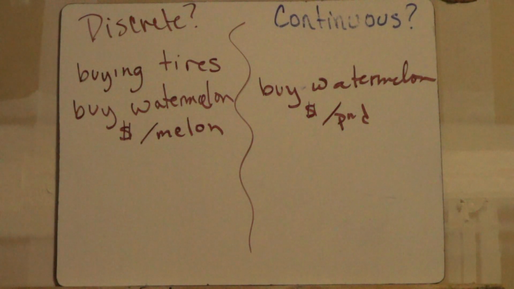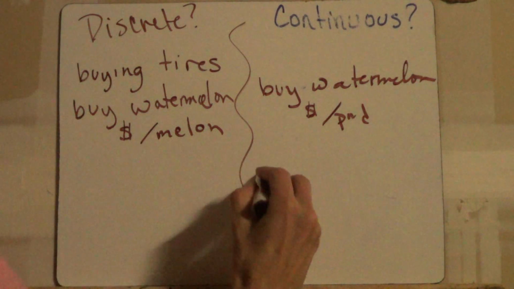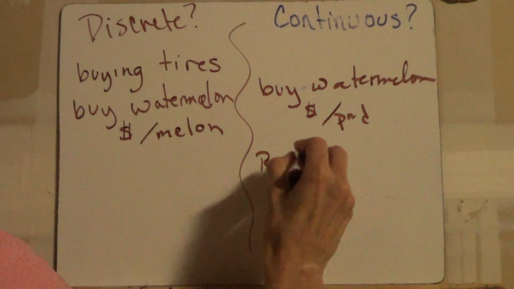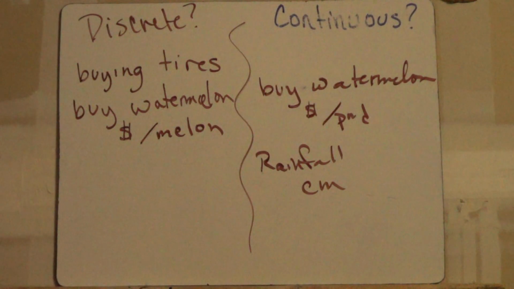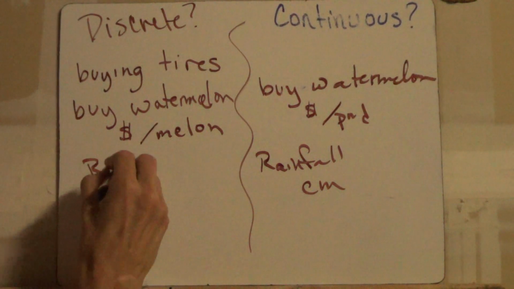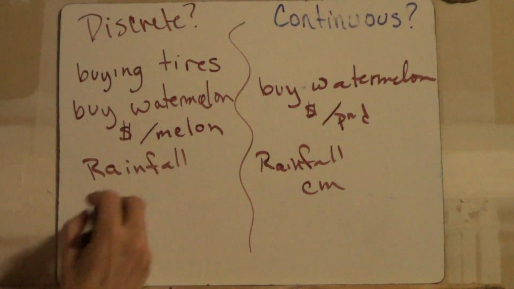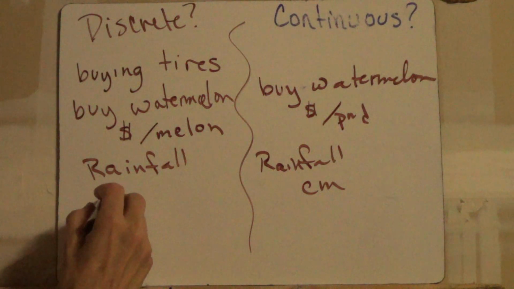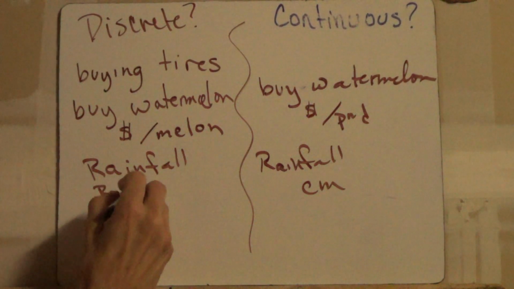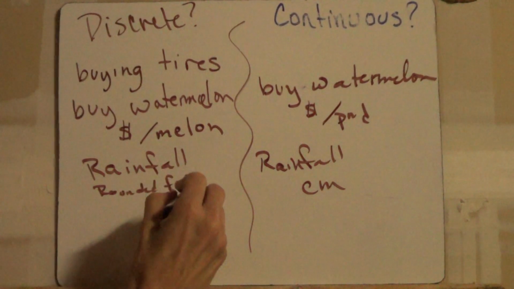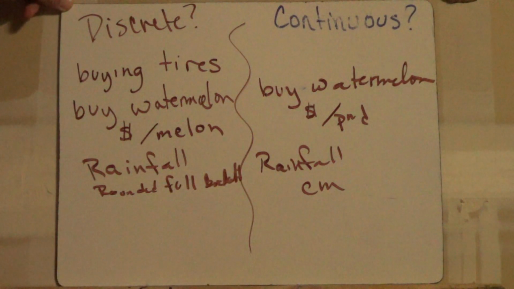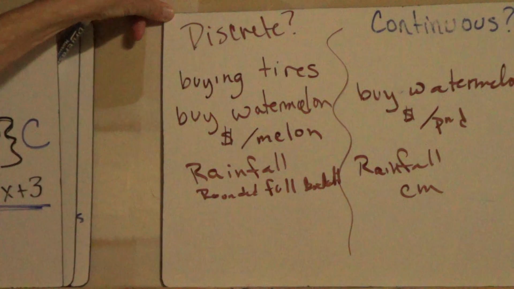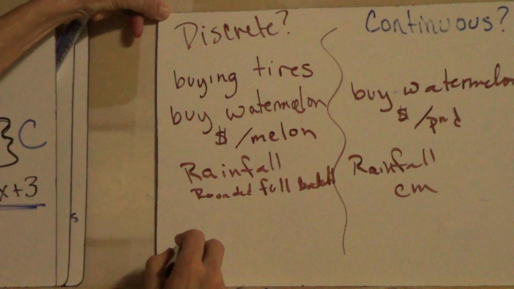Another good example, you're measuring rain. If you measure it in a rain gauge by the centimeters, rainfall by the centimeters, that would be continuous. Rainfall measured by the bucket, where it's rounded off to the full bucket, rounded full bucket, then you couldn't have in between. Now I have to say if it's rounded to the full bucket, because otherwise you could have a quarter, an eighth, a 16th.